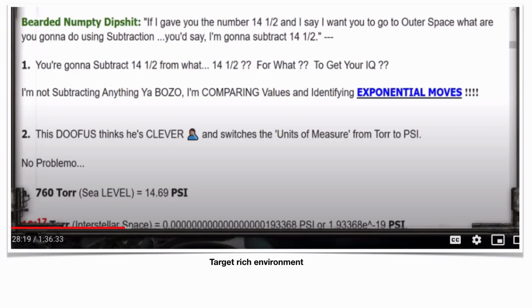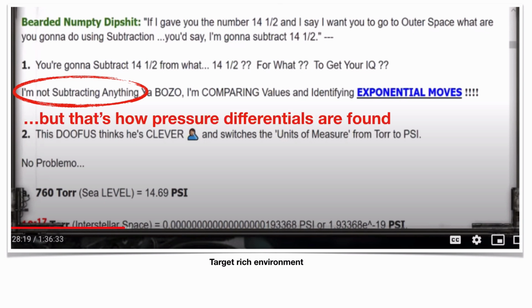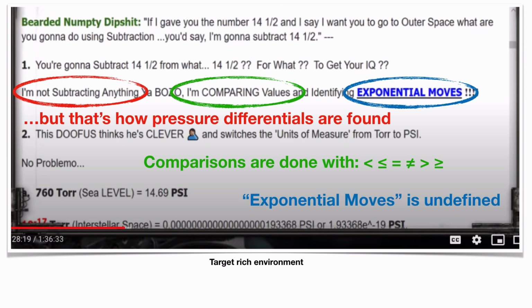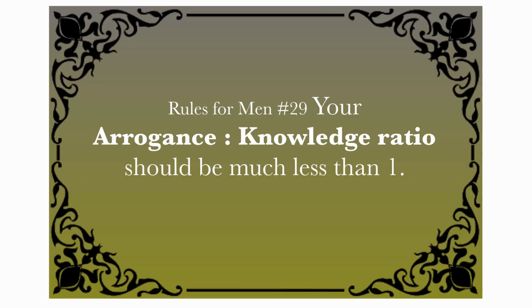Okay? I'm not subtracting anything. Oh my goodness. You knuckleheaded bozo. I'm comparing values and identifying exponential moves. All right, so I've already explained this like 7 times. You have to subtract because that's how you find pressure differentials. If you want to just compare values, normally people compare values with inequality operators, okay? And exponential moves, that simply is not defined. So please stop using that phrase.